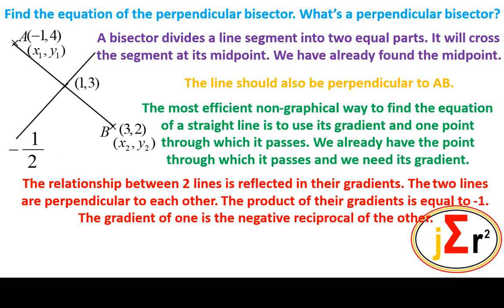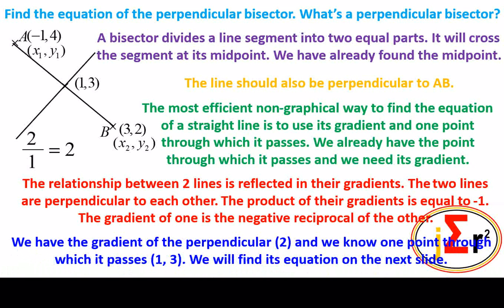Now, in finding the gradient of the perpendicular bisector, which we need to be able to find its equation, we will take the gradient of the line that we found to be -1/2. How do we find the gradient of the one which is perpendicular to it? We will find the negative reciprocal of this. We will do the reciprocal and change its sign. Changing the sign will give us a positive gradient, and the reciprocal of 1/2 is 2. Therefore, the gradient of the perpendicular bisector is 2.